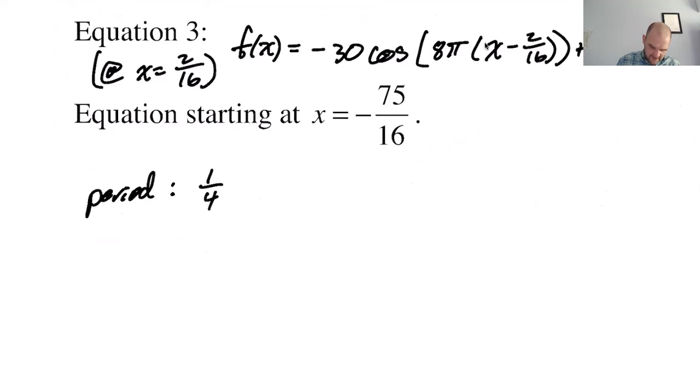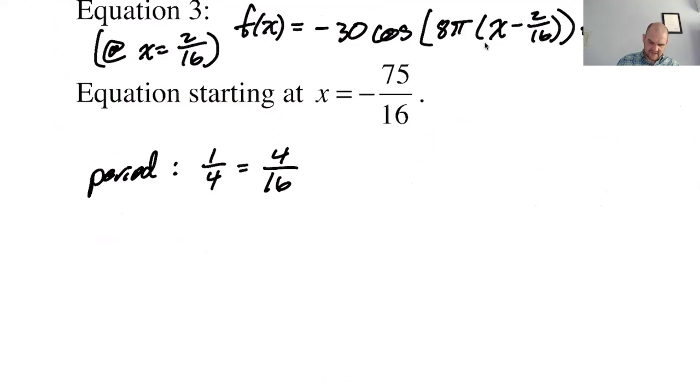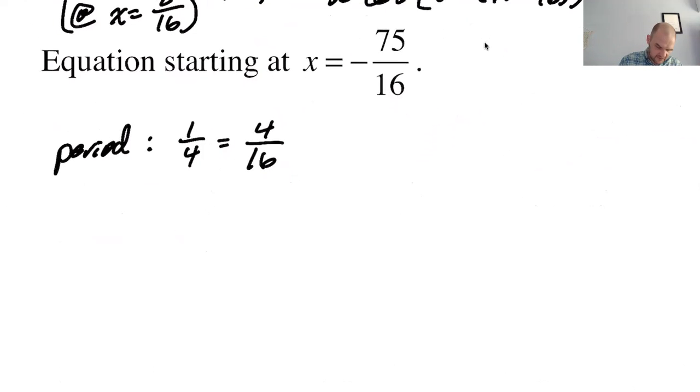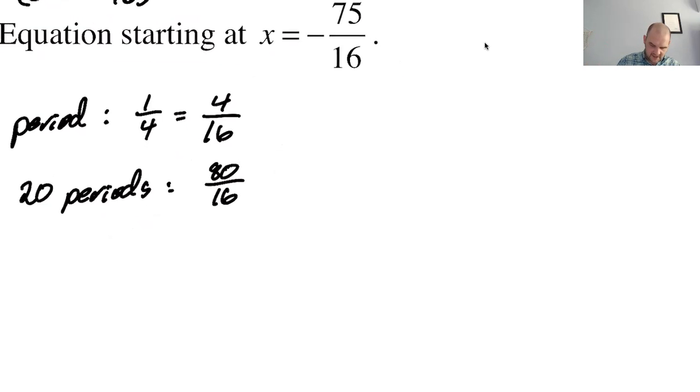So that's 4/16. I'm basically trying to fake my way through this as much as I can. That's 4/16. If I multiply that by 20, that's 20 full rotations, so 20 periods would give me 80/16. Just multiply by 20, right? If I do negative 75/16 plus 20 full periods plus 80/16, that's going to give me 5/16.